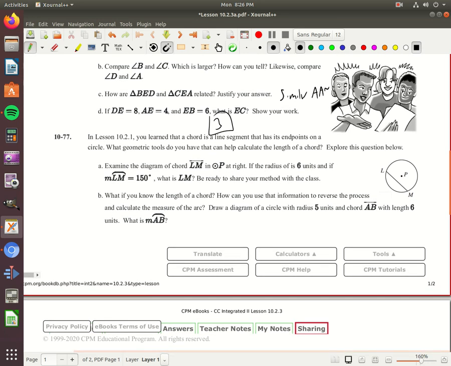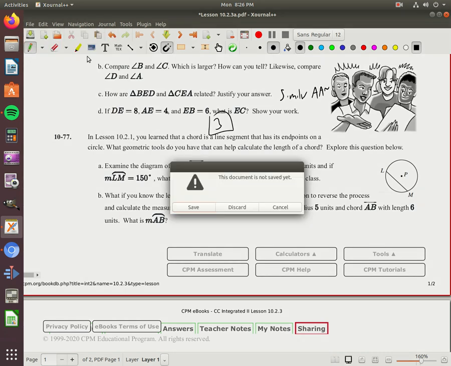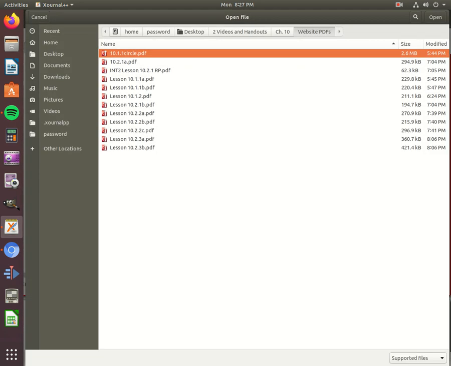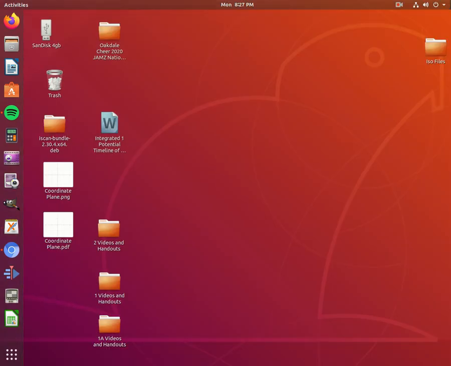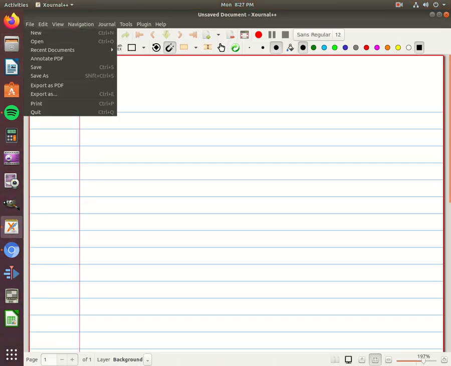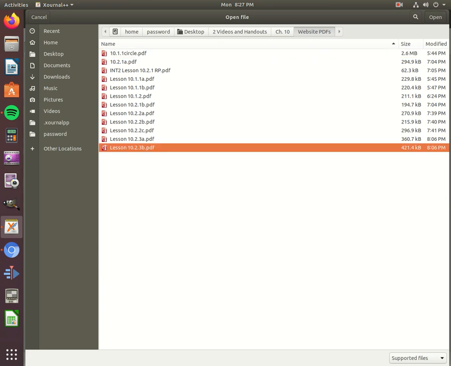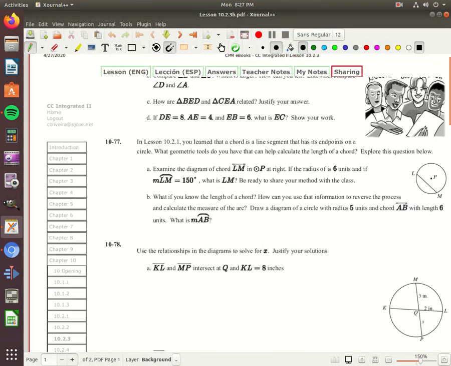All right, let's go and open up. I should have just assumed that it's not going to open. I'd be curious to know why sometimes it opens and sometimes it doesn't.